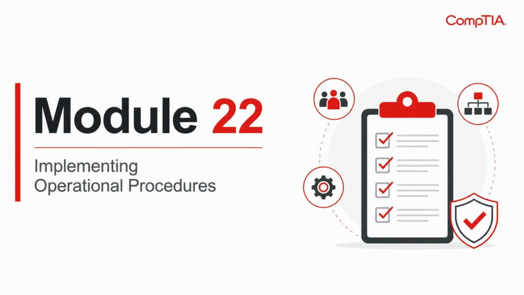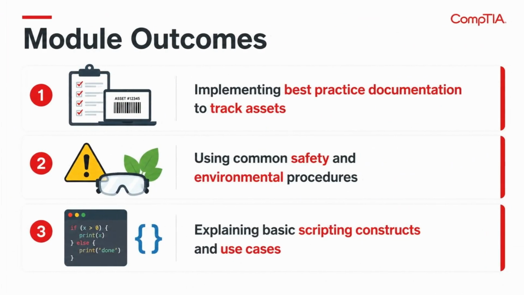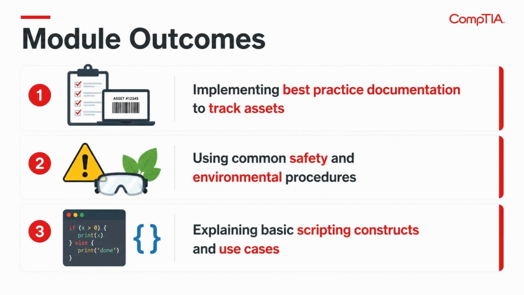Welcome to Module 22, Implementing Operational Procedures. This module covers change and inventory management, common safety and environmental procedures, and scripting basics, all core A+ 220-1202 skills. By the end of this module, you'll be able to implement best practice documentation to track assets, use common safety and environmental procedures, and explain basic scripting constructs and use cases. These three outcomes map to the lessons ahead.